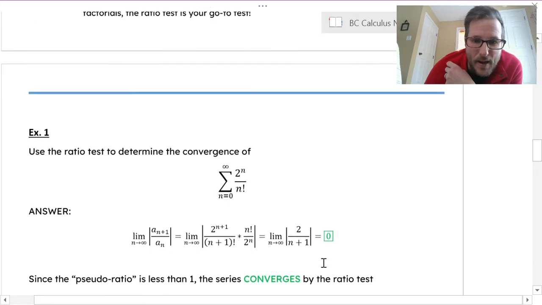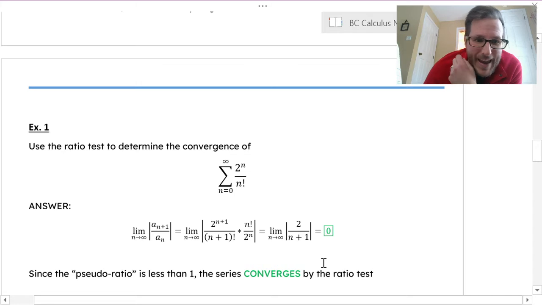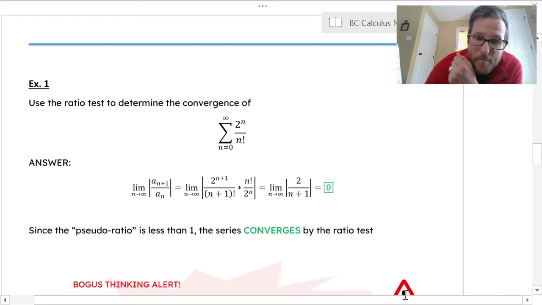Well, what does that mean? Well, 0 is less than 1. And that means 2 to the n over n factorial converges by the ratio test. Pretty nice. Let's look at another one.